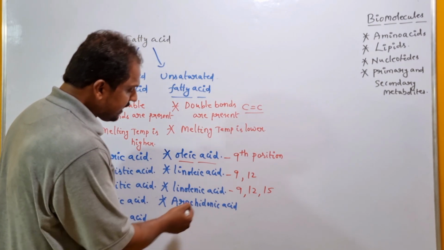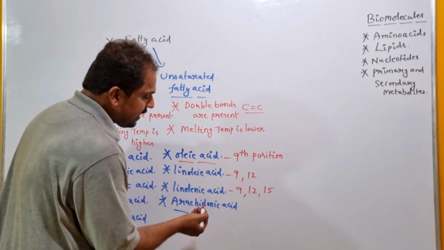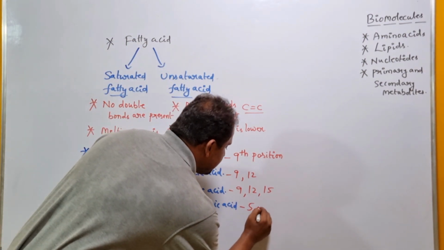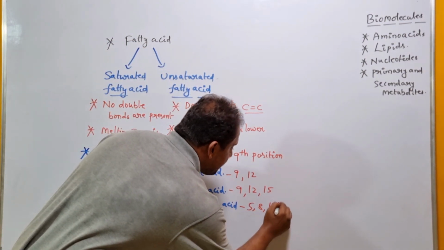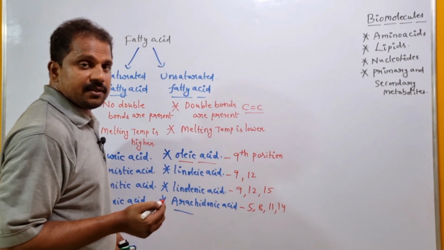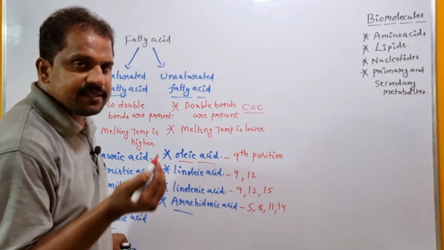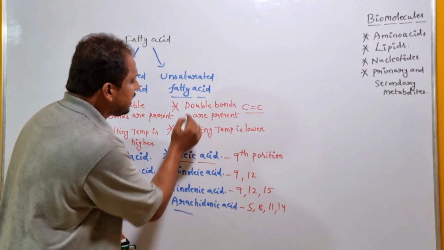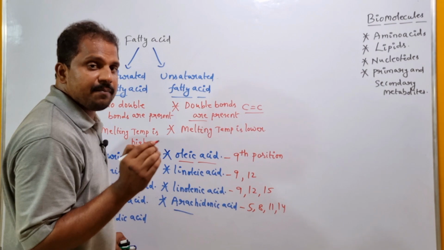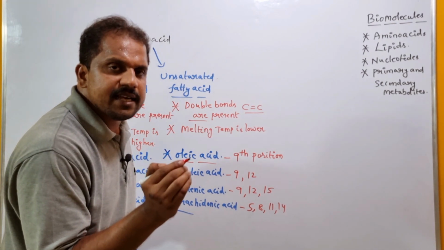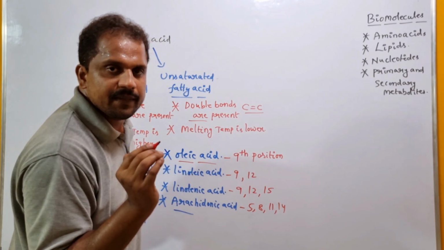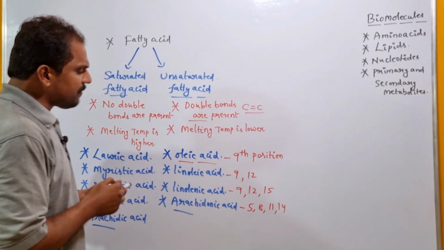And in case of arachidonic acid, double bonds are present at the 5th position, 8th position, 11th position and even at the 14th position. Is it clear? In all the unsaturated fatty acids, double bonds are present. But the number of double bonds won't remain similar, it varies.